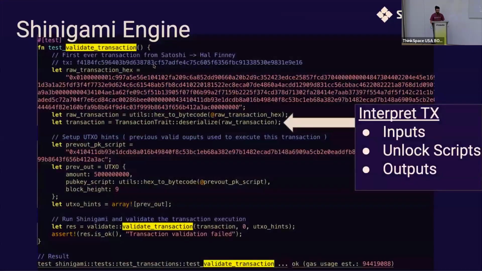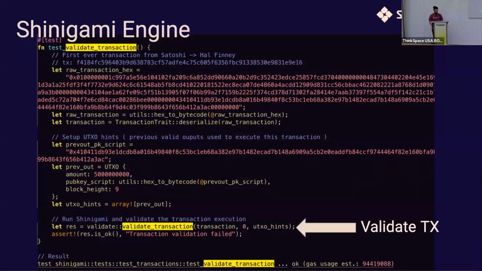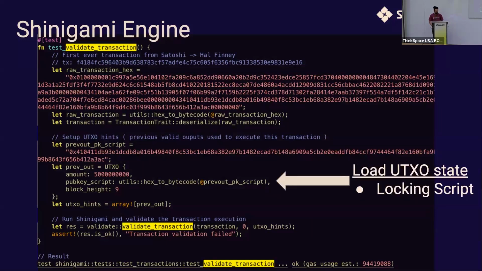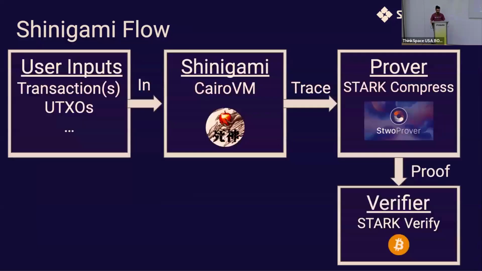So what I just showed on Learn Me Bitcoin is all this raw transaction data. What we do first in the Shinigami engine, or to test the Shinigami engine, is we deserialize that data into a transaction type, which consists of the inputs, the unlocking scripts, and the outputs. We set up the Bitcoin state, or the assumed Bitcoin state, here with just the locking script in the UTXOs. There's only one UTXO being spent here, so we only really need to set up one. And then we validate the transaction with that function I showed earlier.